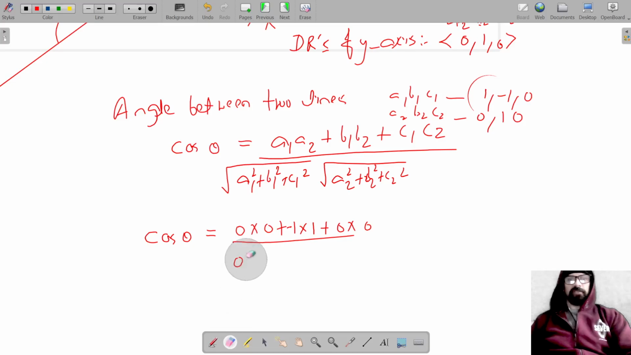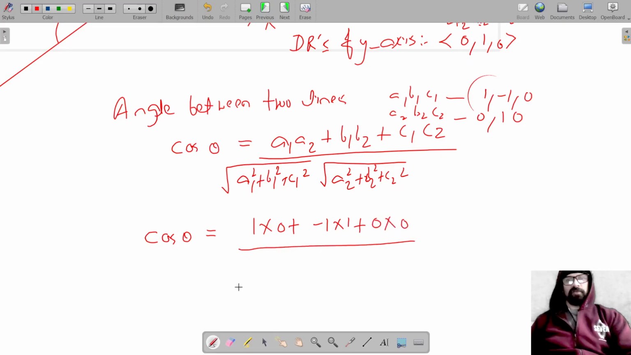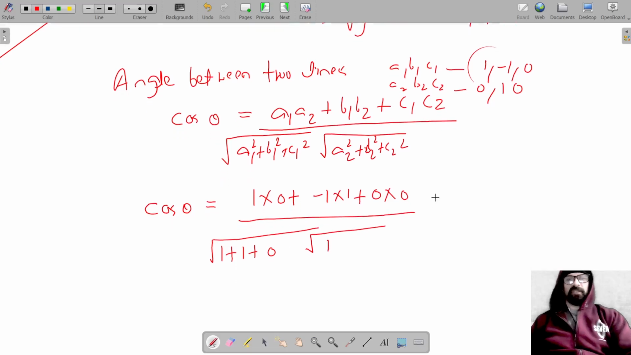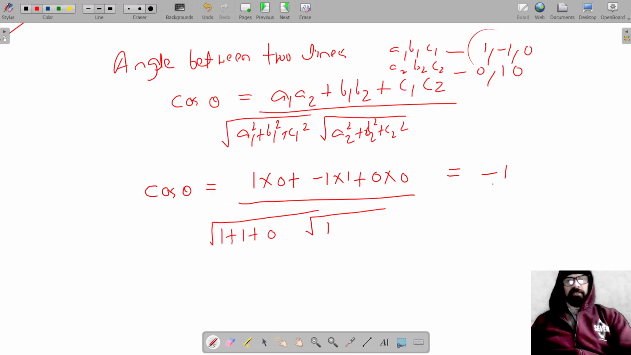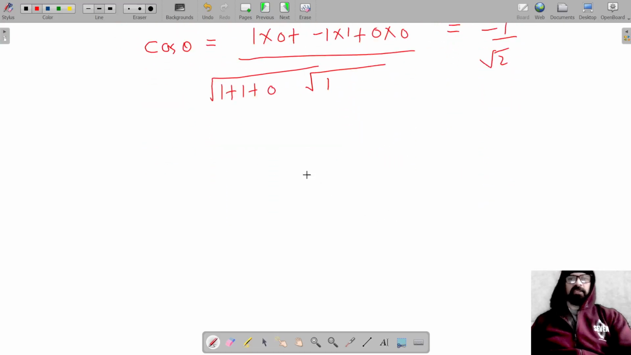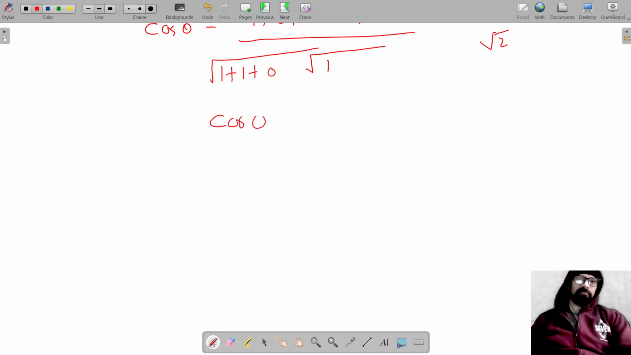So let me put in the values once again. So A1 is 1 into 0 plus B1 is negative 1 into 1 plus C1, 0 into 0, upon the under root of A1 square, which is 1, and B1 square, which will be 1, C1 square is 0, under root of this is 1. So this gives me minus 1 upon under root 2. Now, which gives me cos theta is equal to negative 1 by root 2.